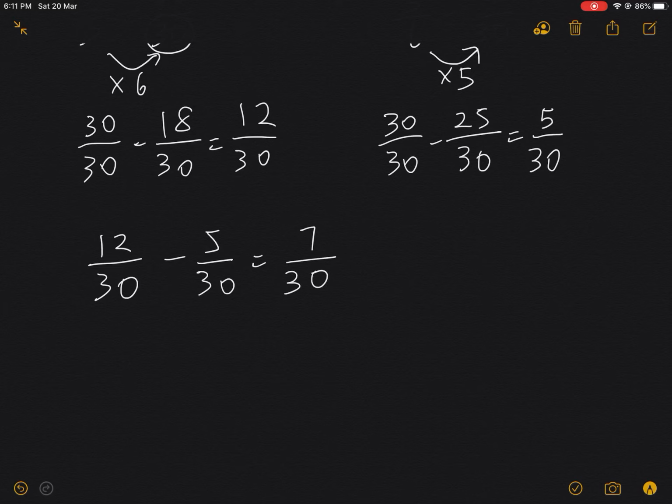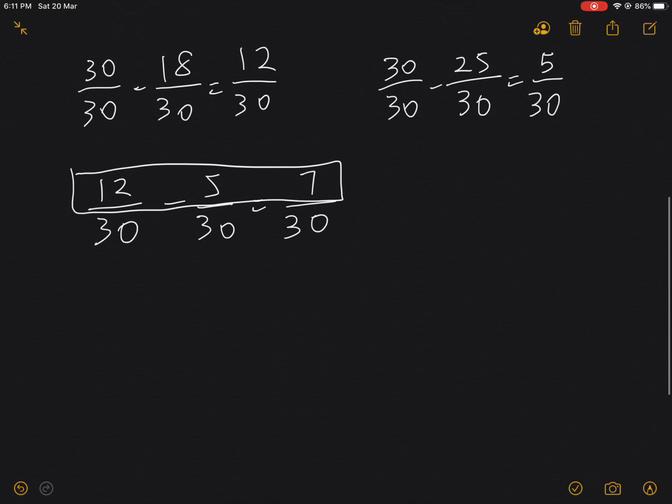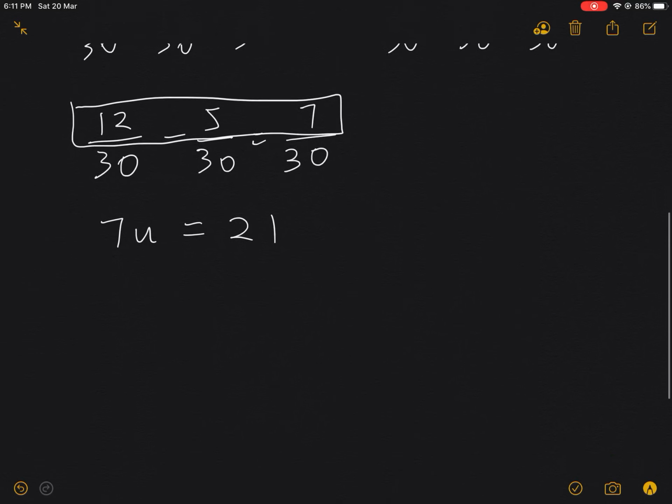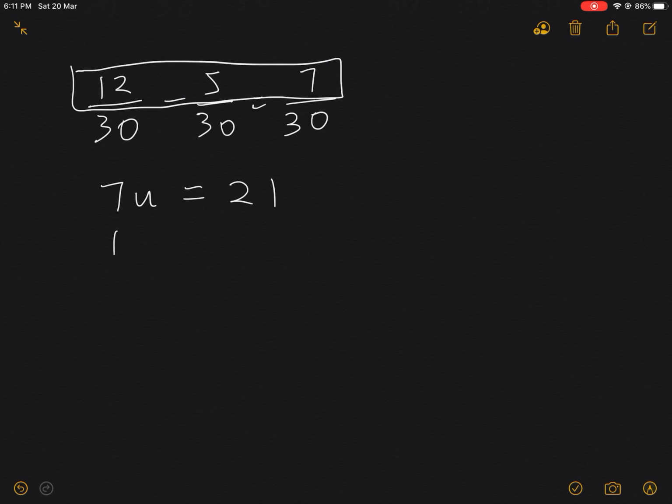You can actually focus only on the numerator, because all this can be taken as units on their own. The 30 is just the base where we've already equalized. So this 7 units is the difference, and we can conclude that 7 units is 21. And then again, we can find 1 unit. Finally, we are able to use the third step to get to the answer straight away.